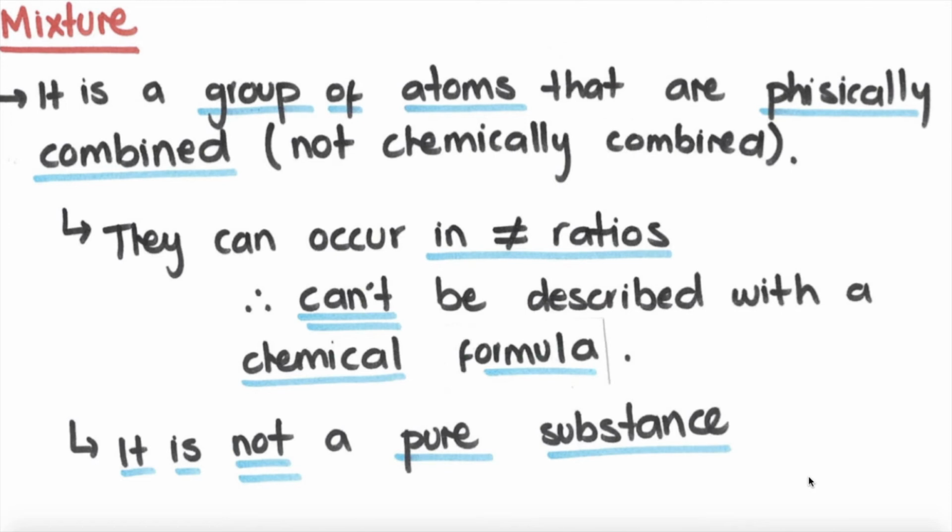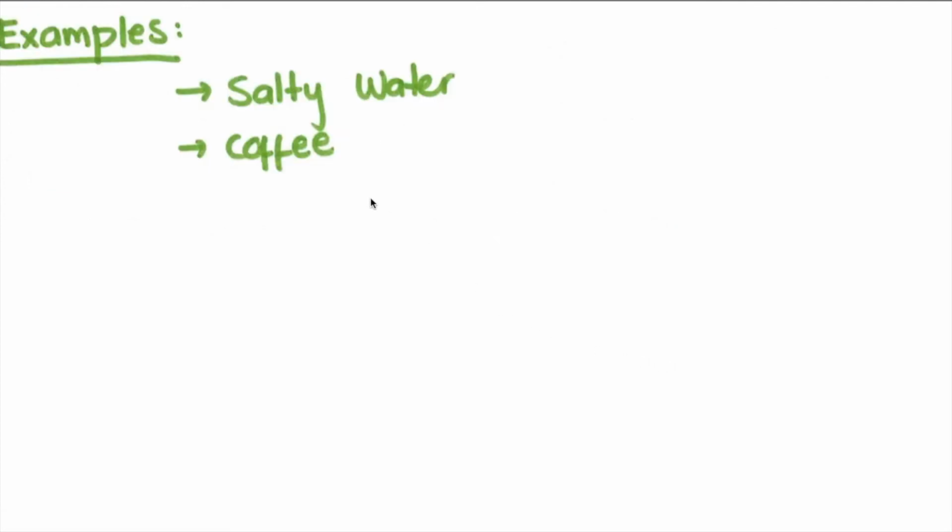Okay, girls, so in our previous video, we were talking about what a mixture is, a group of atoms that are physically combined but not chemically combined, and we said that those are the examples that we have been using so far in our unit of matter and mixtures. They can occur in different ratios, therefore they cannot be described with a chemical formula, and they are not pure substances. So examples can be salty water and coffee.